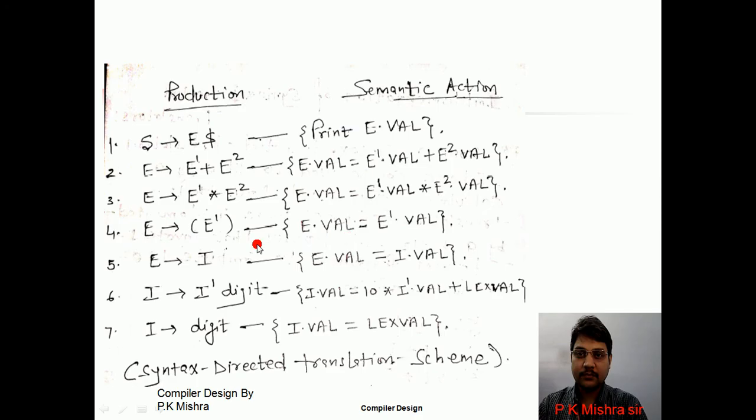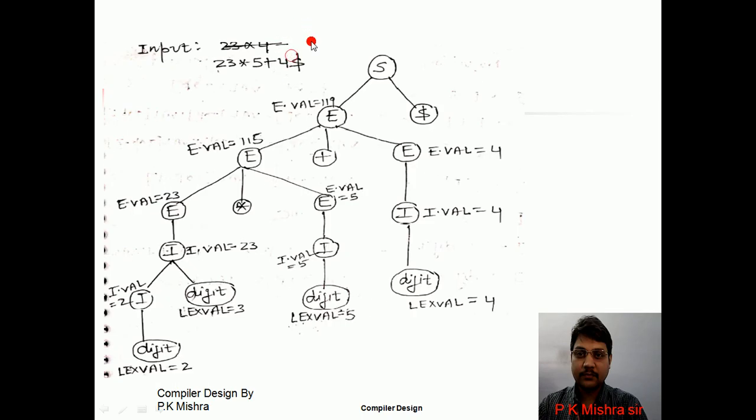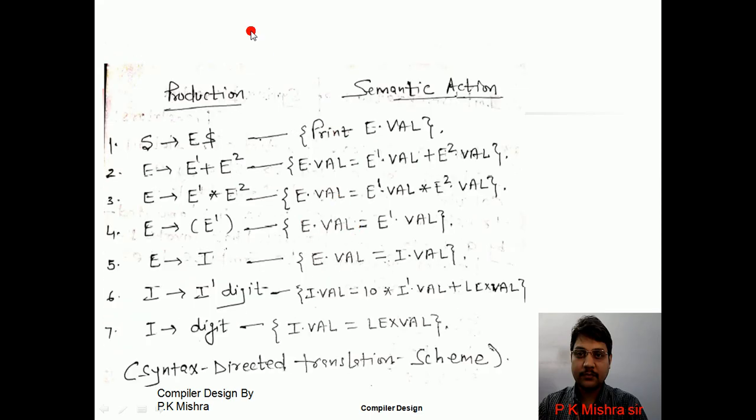Similarly for multiplication, E dot value equal to E1 dot value times E2 dot value. Okay, no operator is there, so here it is similar: E dot value equal to I dot value. Here I gives I digit, I dot value equal to 10 into I dot value, because it is the tens place. This is the ones place, and digit means lex value. Keep it as it is, lex value. Like 1 and 0, 10: 0 is the ones place and 1 is the tens place. So I is the tens place now, so 10 into I dot value plus the digit. Digit means ones place, and digit is also called lex value, so write here lex value. I gives digit, I dot value equal to lex value.